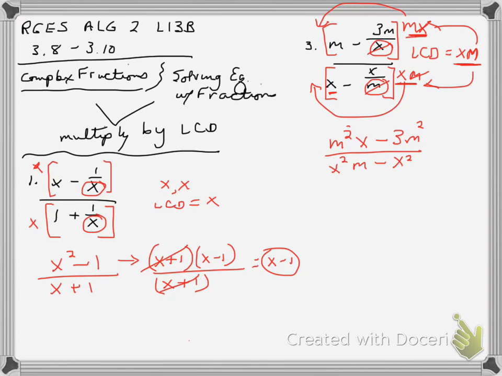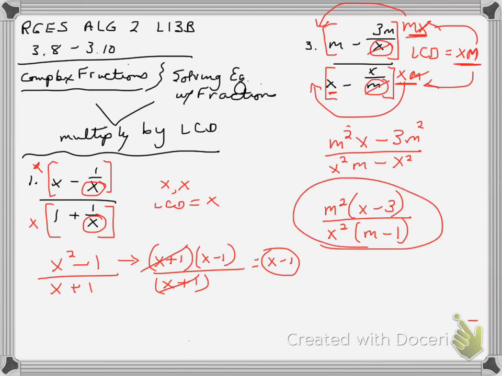So let's do that. I can factor this numerator by identifying the common factor, which is always the first step. m squared is a common factor, leaving me with x minus 3. In the denominator, my common factor will be x squared, leaving me with m minus 1. There's nothing that can cancel there, so that's my answer.